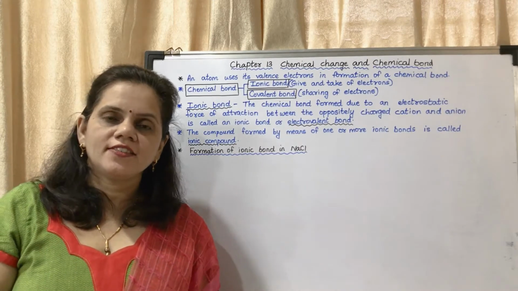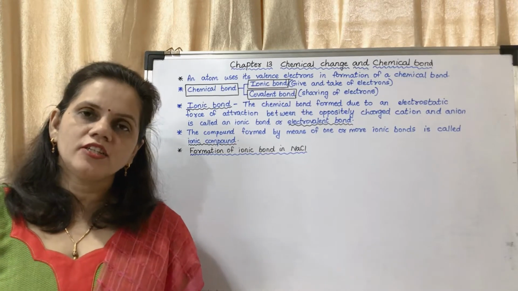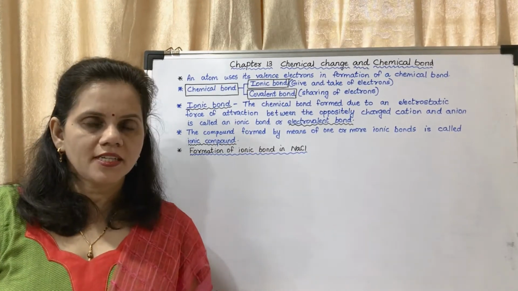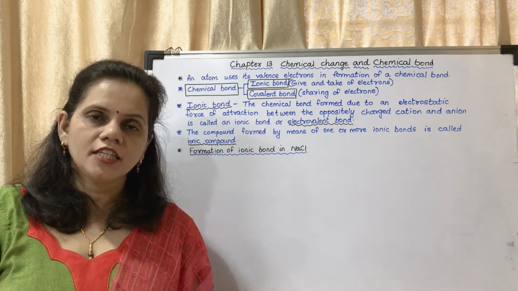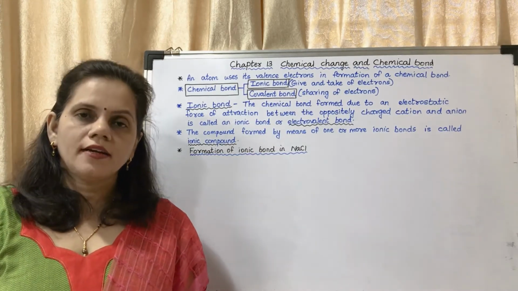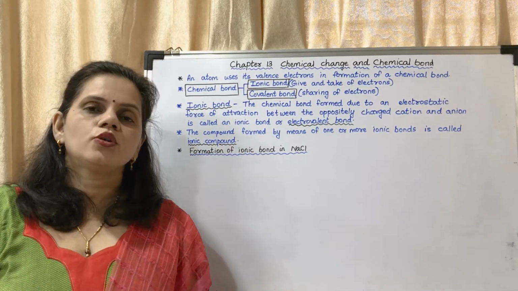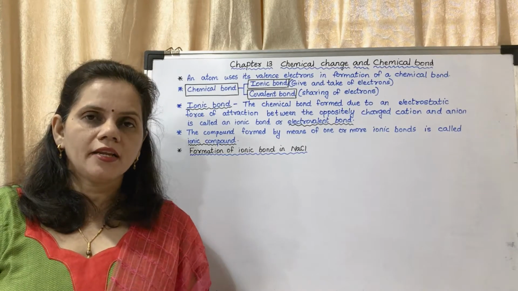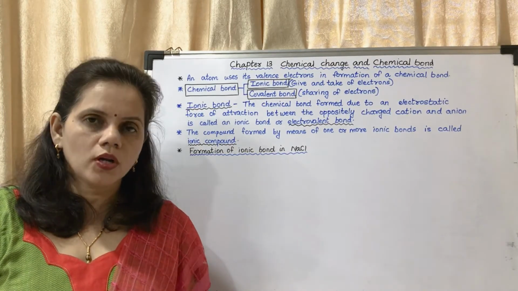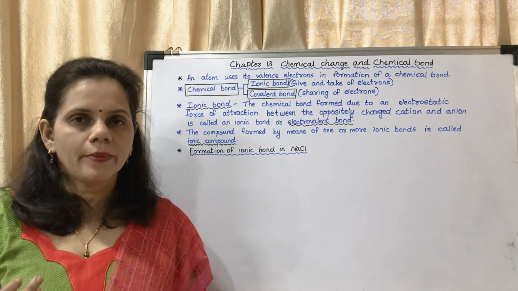So in the other lecture we studied about physical change and chemical change. We studied that during a physical change no new substance is formed, whereas in the case of a chemical change a new substance is formed. Reactants combine together to form products. During this chemical change the bonds between elements in a compound are broken and reformed to form products.